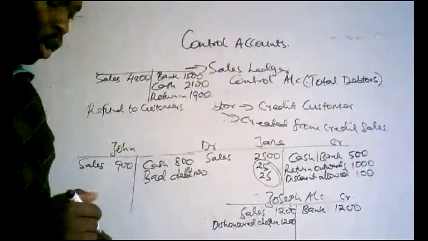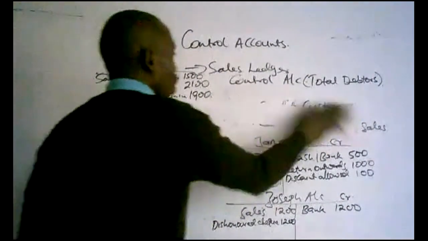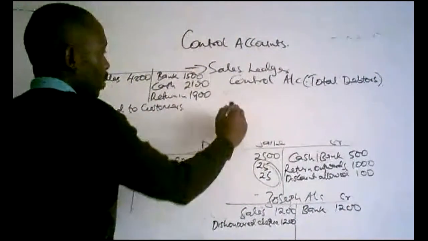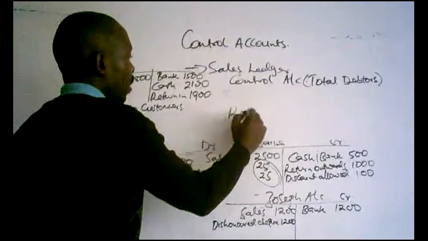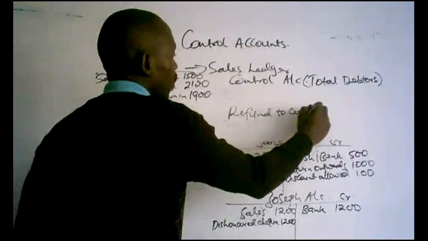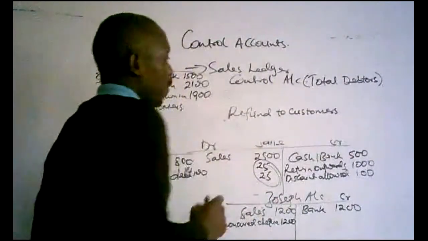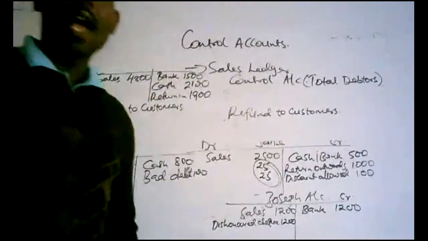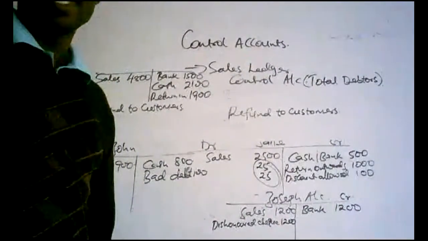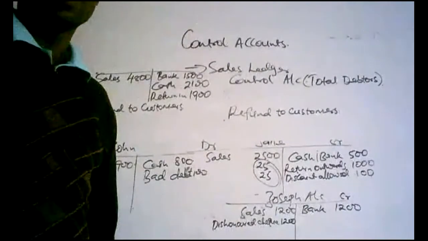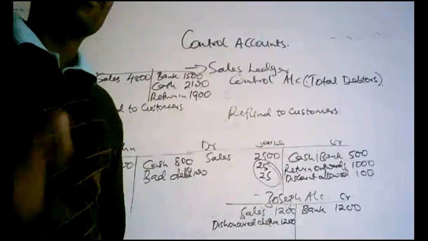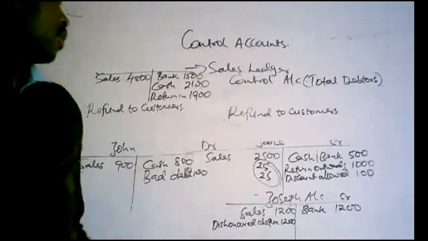Allow me now to talk about this entry I'm talking about, which is refund to customers. Refund to customers will occur when some of the customers have overpaid the account. Some of the customers have overpaid the account, and then they realize that they have actually overpaid, and therefore they are seeking a refund.